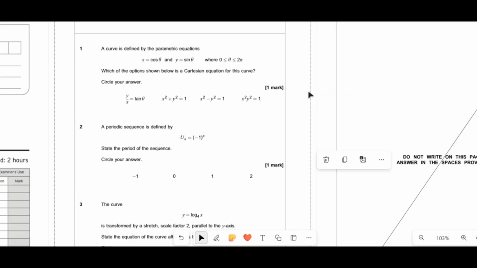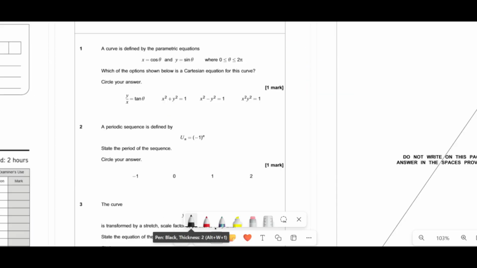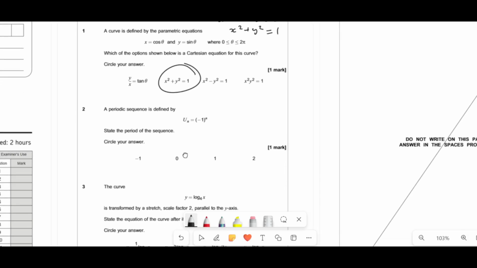So it says a curve is defined by these parametric equations x equals cos theta and y equals sine theta. Which of the following shown below is a Cartesian equation for this curve? So I can see that there's cos theta and sine theta off the bat. Sine squared theta plus cos squared theta equals 1. So that means x squared plus y squared would equal 1. So therefore, it's that. Just remembering your identities. Whenever you see a mixture of sines and cosines, you should think of all the identities and see what you can grab from them.